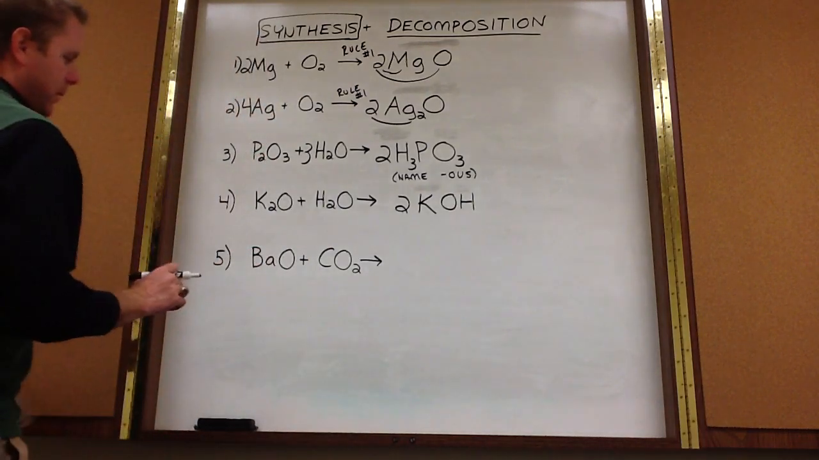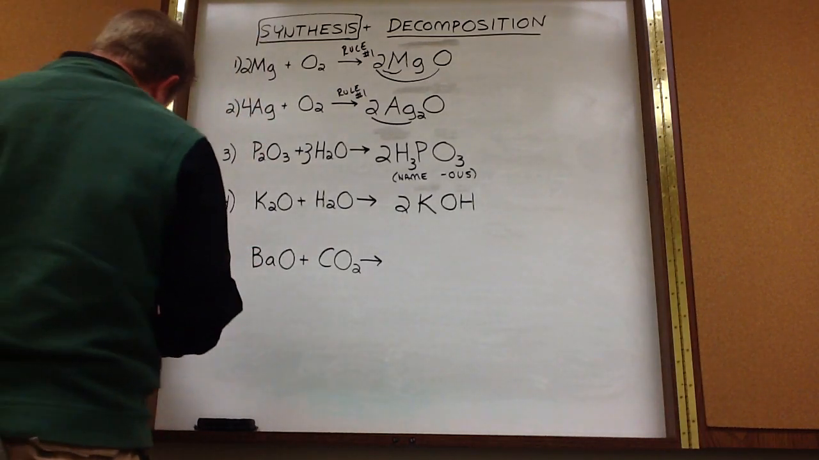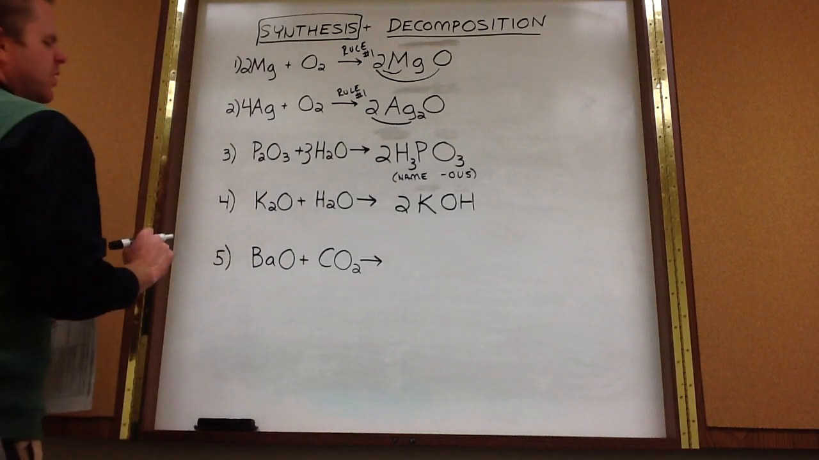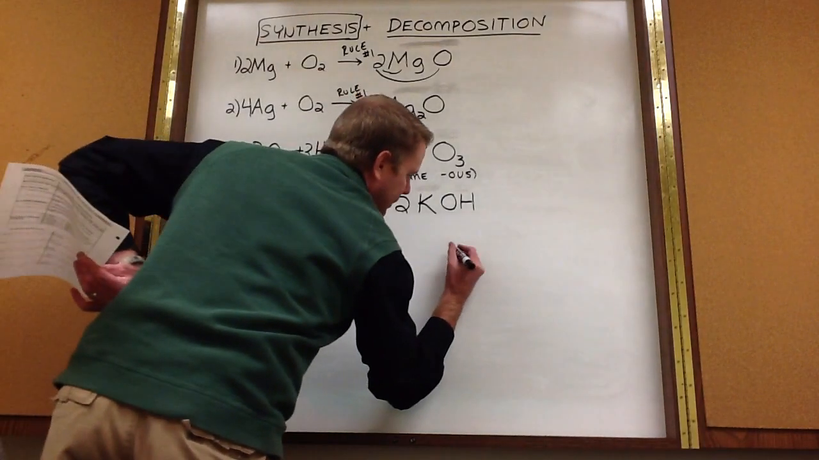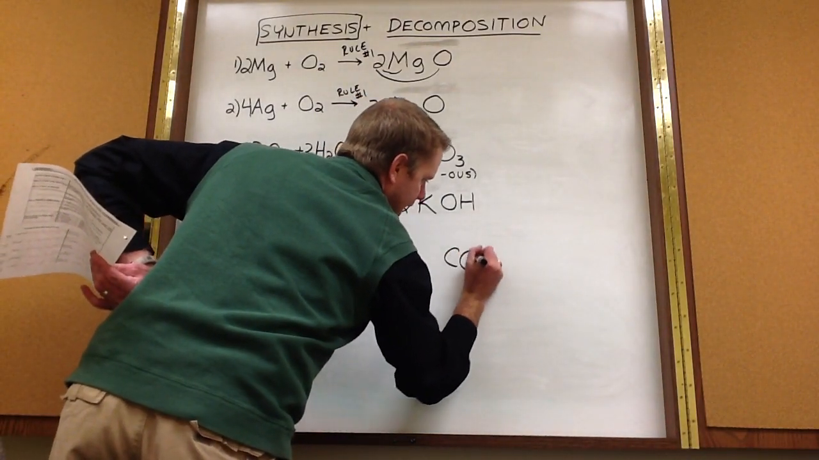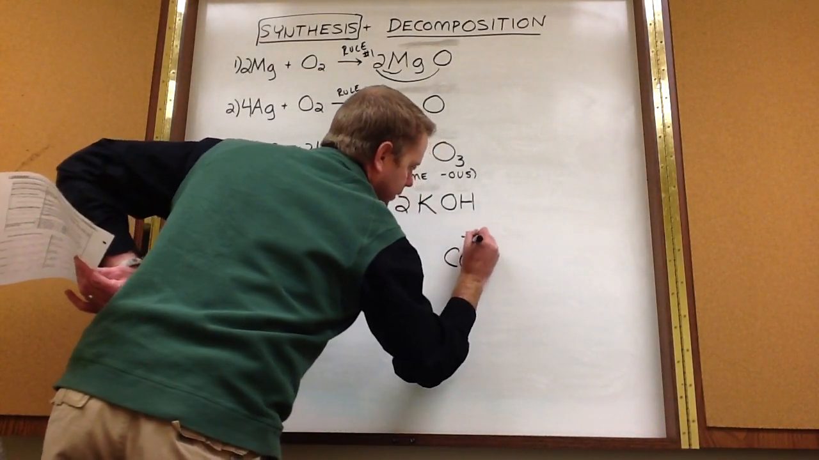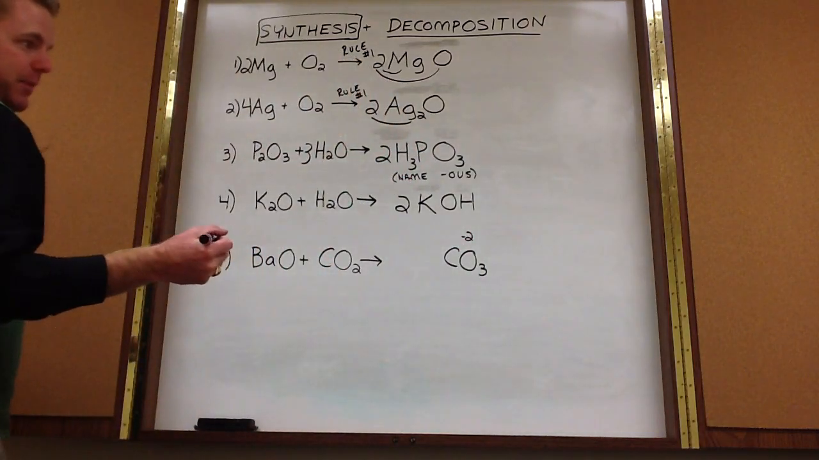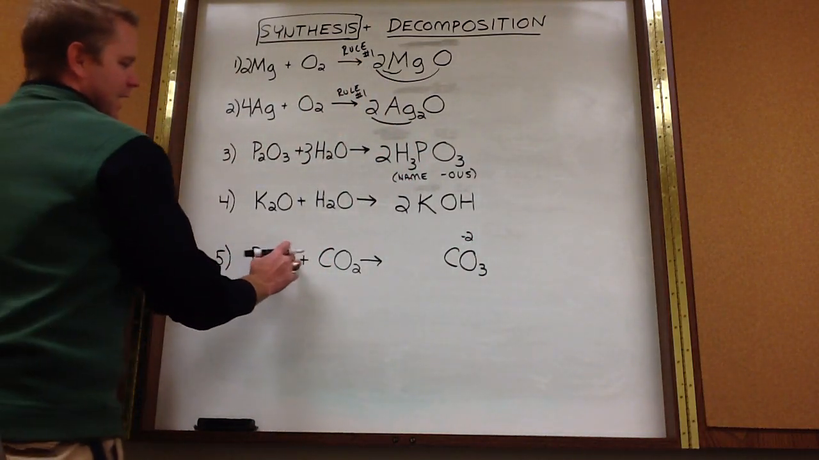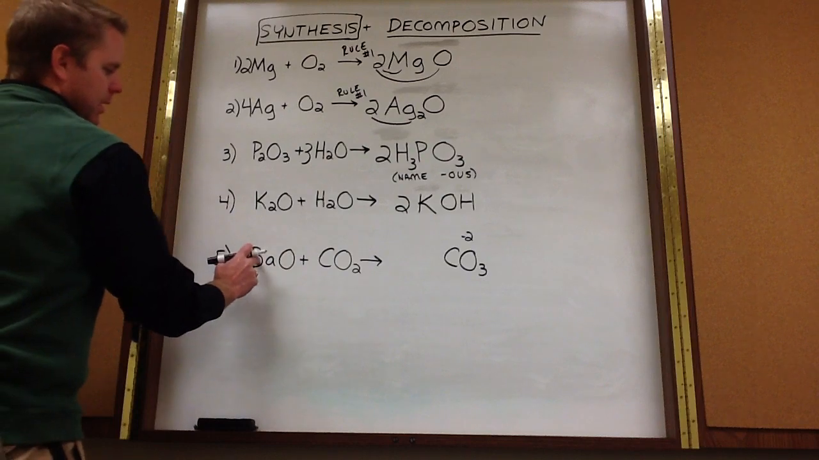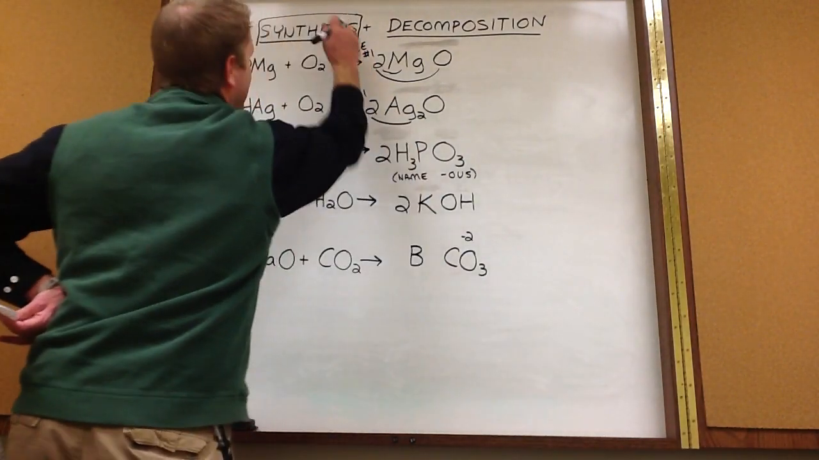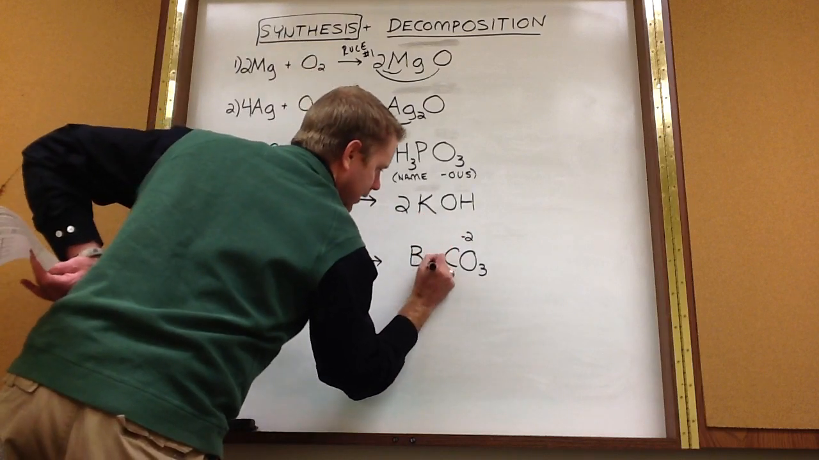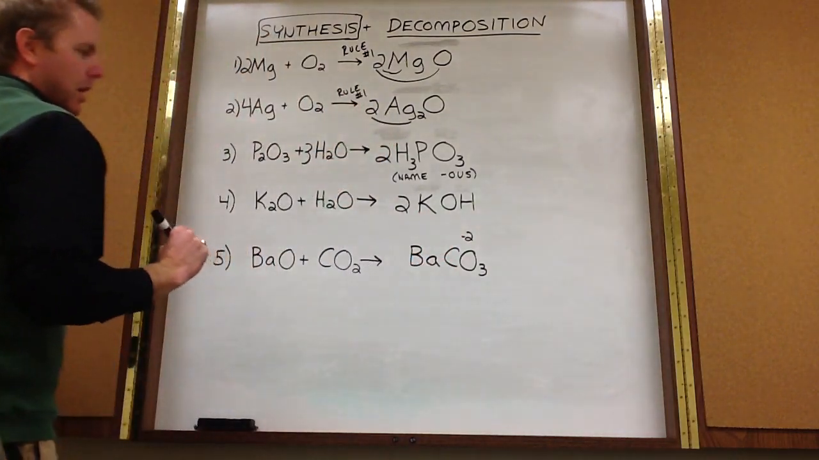Number 5, okay, number 5 is a rule number 2. Rule number 2 says that when you have a metal oxide and carbon dioxide, you make a carbonate, right? So something that has CO3 with a -2 charge in it. That's what a carbonate is by definition. Well, that accounts for the oxygens, accounts for the carbon, but doesn't for the barium, right? Well, that's okay, because this is a synthesis. We're going to take everything, we put it all together, so we make barium carbonate.